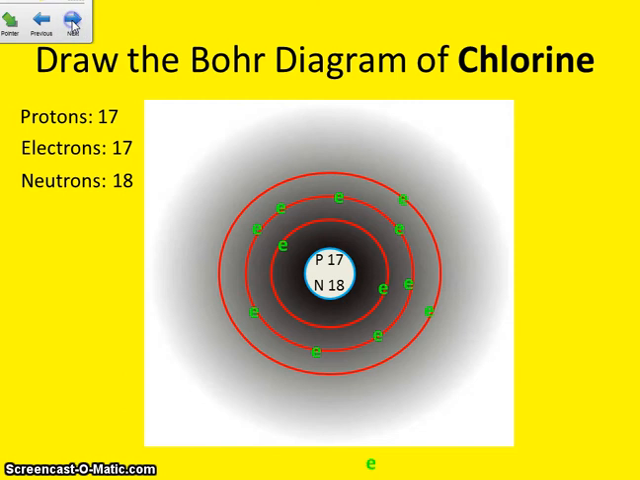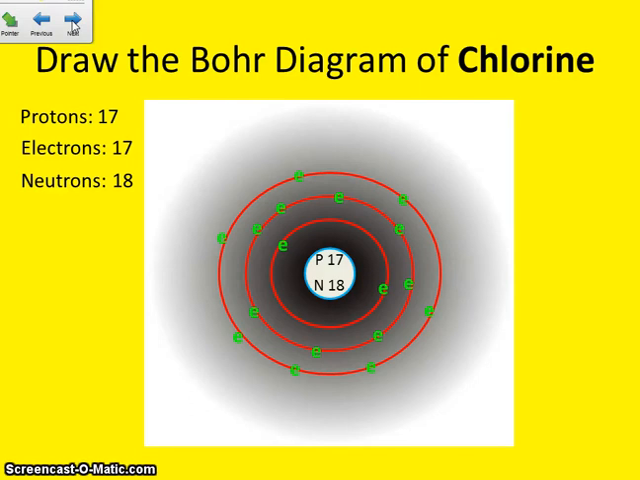We need 17 total, so 7 more need to go on the third ring. 1, 2, 3, 4, 5, 6, 7. Again, this ring's not full, but we only have 17 electrons, so we don't have any more to put on there. And if you count all the electrons now, there should be 17 electrons. We already said 17 protons in the middle and 18 neutrons in the middle. So this would be the Bohr diagram for chlorine.